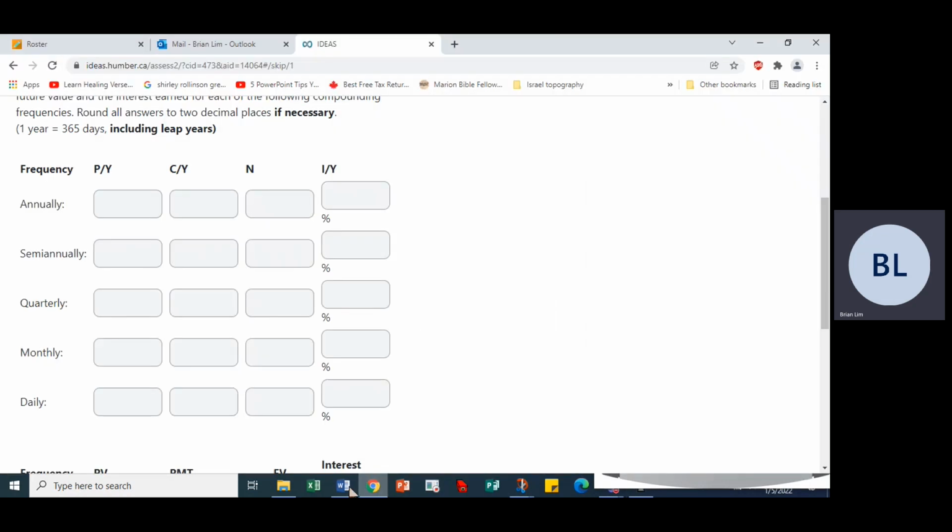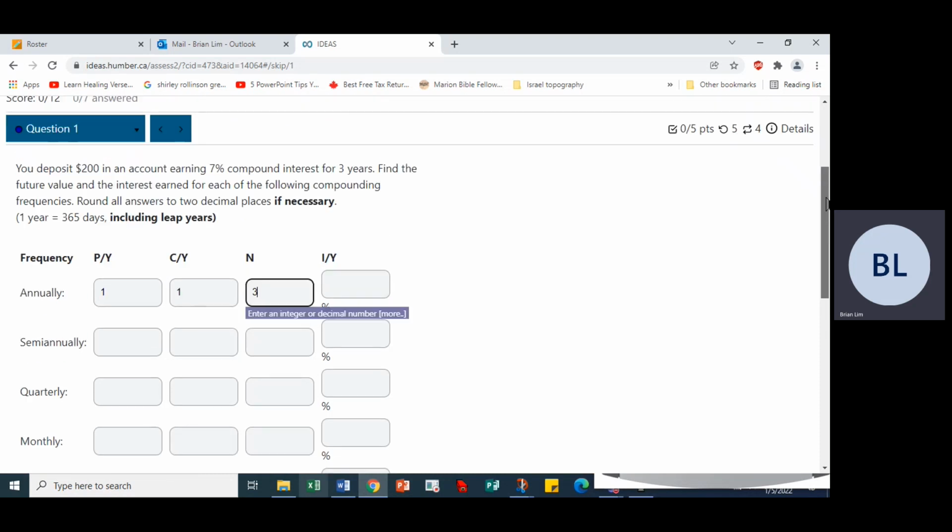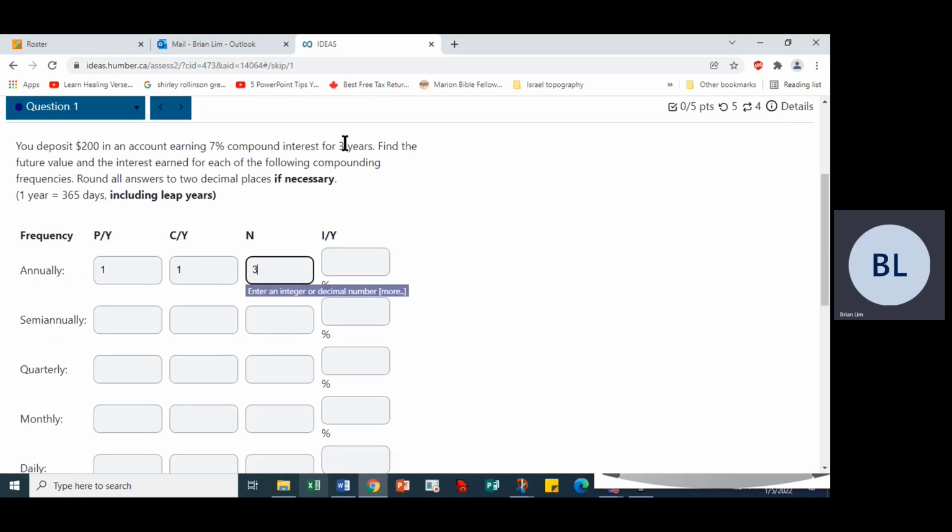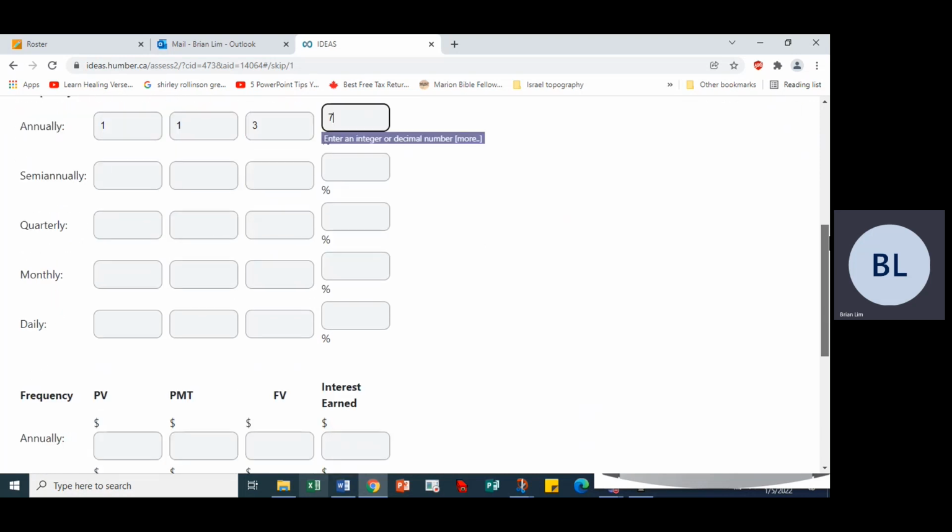Now let's go back to the question. Remember, we had some numbers in here. Let's put the one in there. Remember, this was one, this was three, because it's 3 years, right? Remember the 3 years on top here, okay? And IY is seven, the seven right there, 7%, so we put the seven in there. Now let's go down the rest of the question.